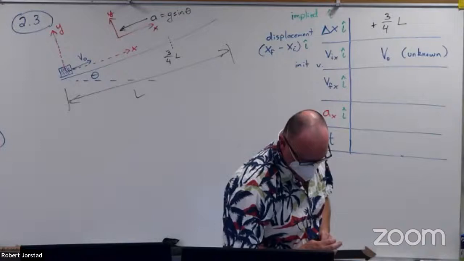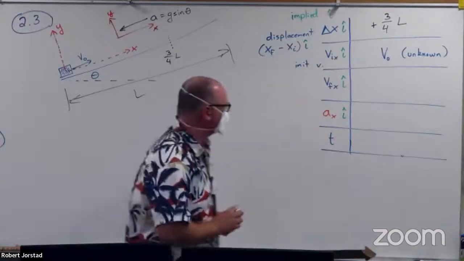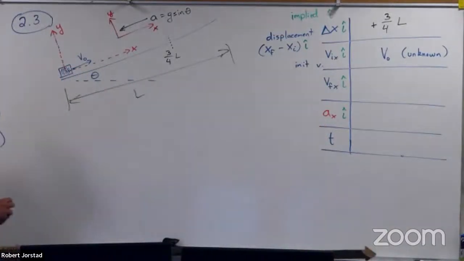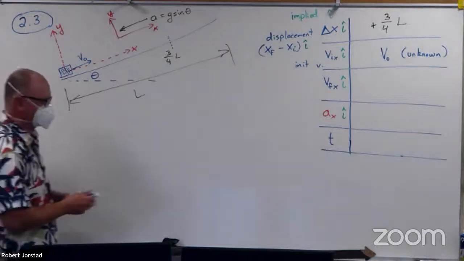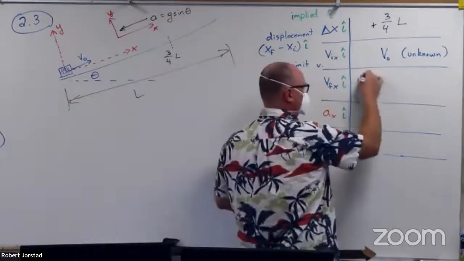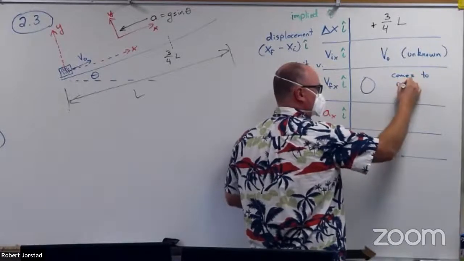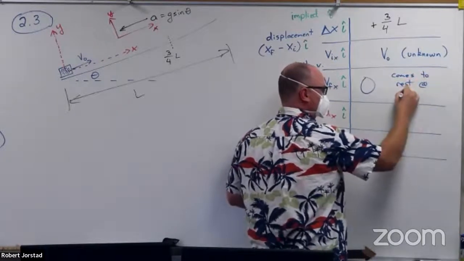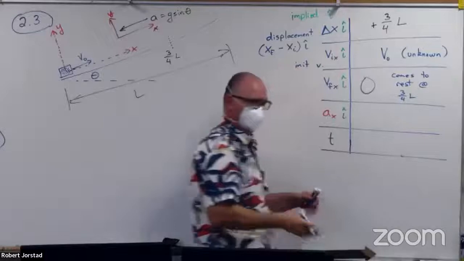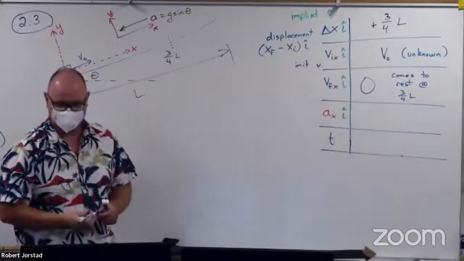Okay, the block slides up the ramp before it comes to rest. So what's V final x? 0. What's the key word? Rest. Yep, comes to rest at 3/4 L. So that's somewhere in the words of the problem. Nice job. What's a sub x?